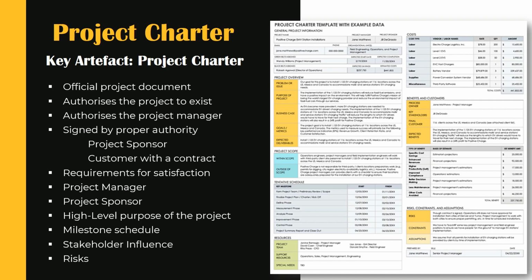Scope. What is the scope of the project? This is the clear deliverables of the project, and anything not stated is deemed out of scope. Roles and responsibilities. Who will be involved in a project? What responsibilities will they have?